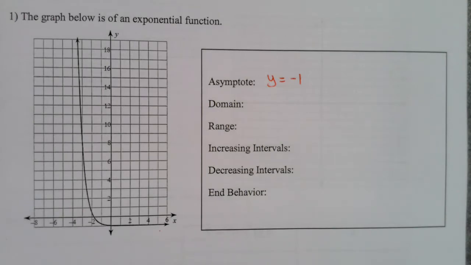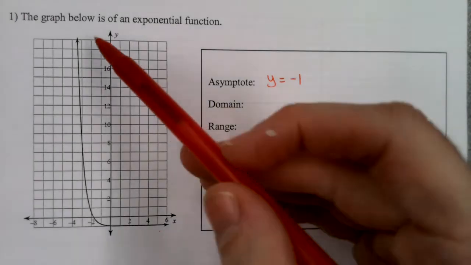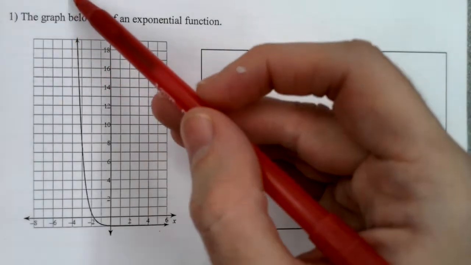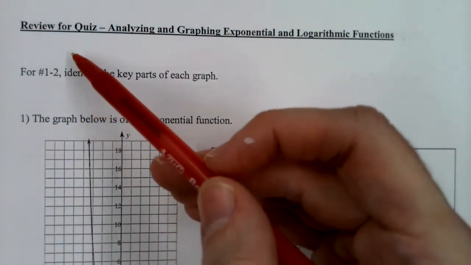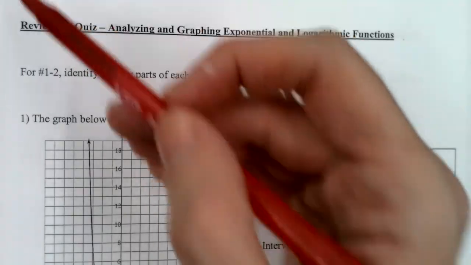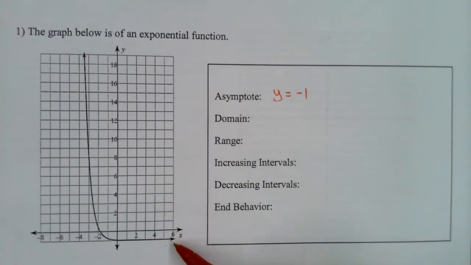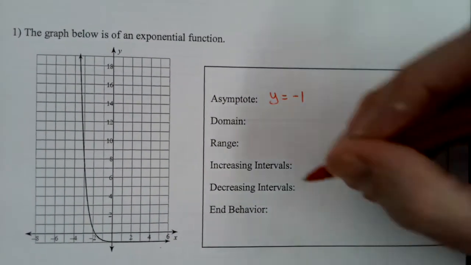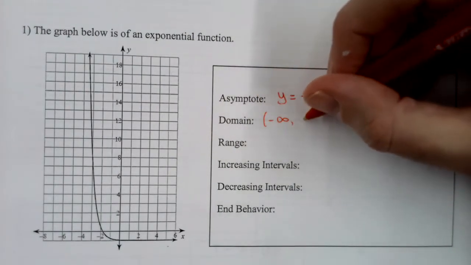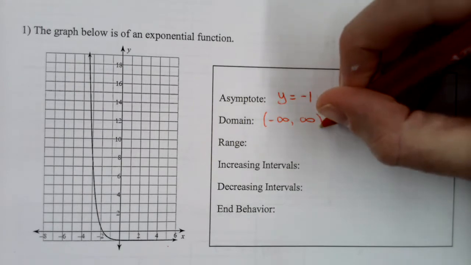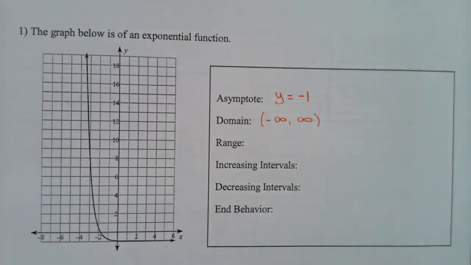The domain is the x values in this graph. And this graph is going to keep going to the left forever, very slowly. But it is going to keep going to the left forever and hit every x value to the left. And it's going to keep going to the right forever. So for the domain, I'm going to say -infinity to infinity. Always put the smaller number first. Always put parentheses around infinities and negative infinities.